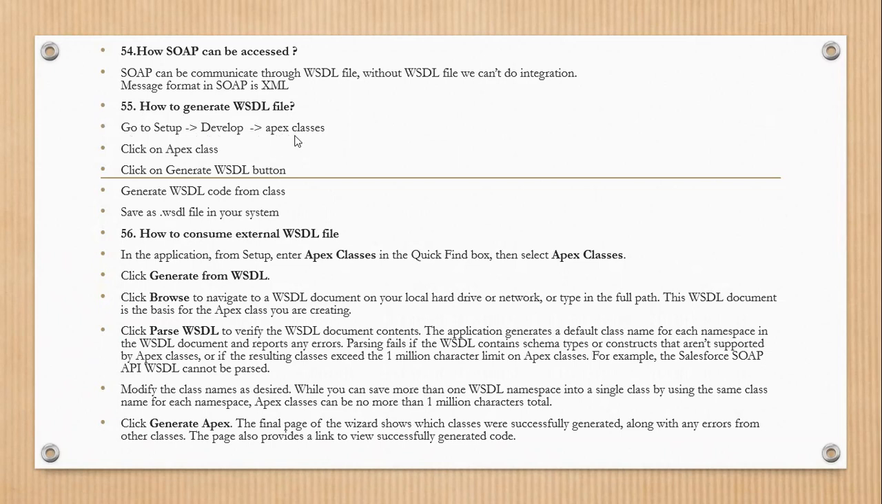Go to Setup, Develop, Apex Classes. Click on the Apex class. Click on the Generate WSDL button. Generate the WSDL code from the class. Save the WSDL file on your system.